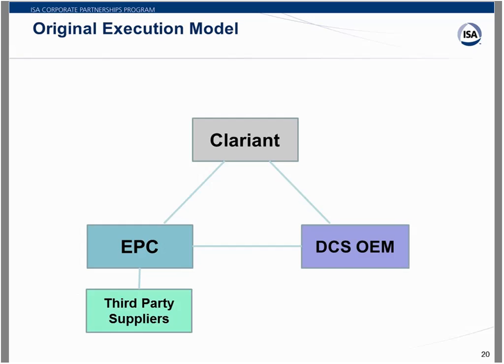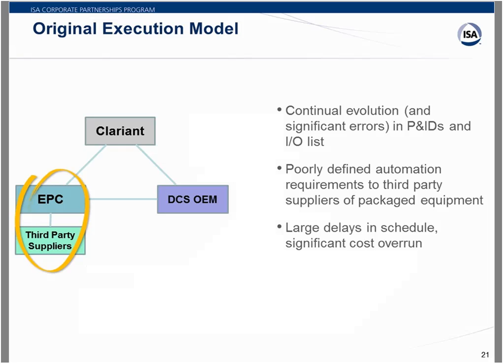So this is our project. The original execution model, slightly different than the traditional one Hunter showed earlier, in that the client, the owner here, directly contracted the EPC and the OEM. So this was their way of maybe mitigating some of the challenges with the EPC filtering out what was going to the OEM. They did contract them directly. And then the EPC, as in the traditional model, was responsible for the third-party suppliers as well.